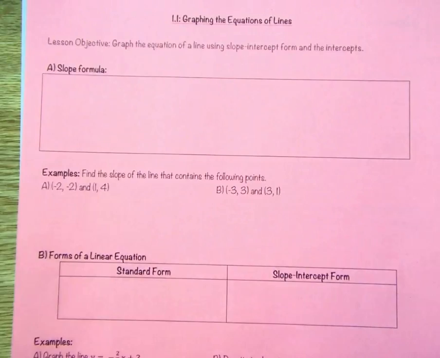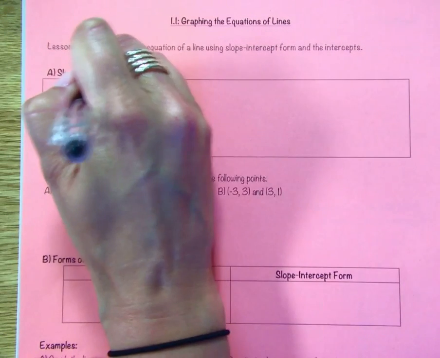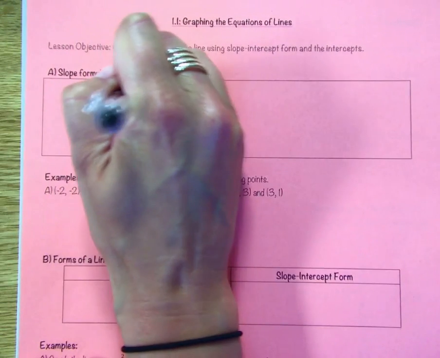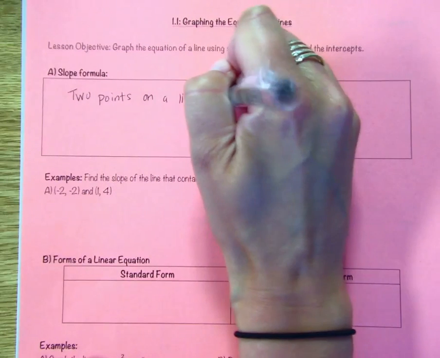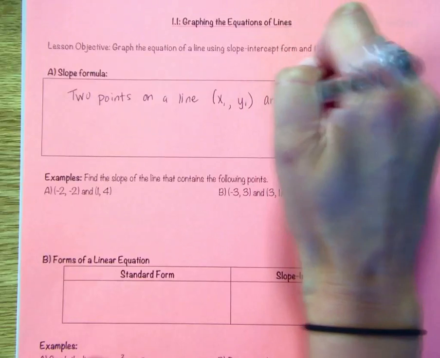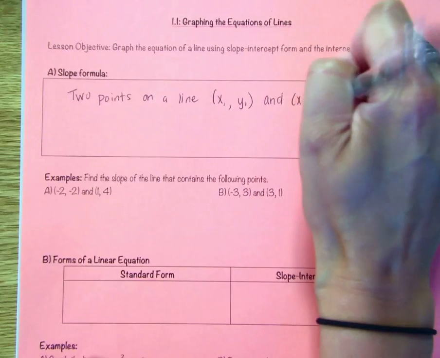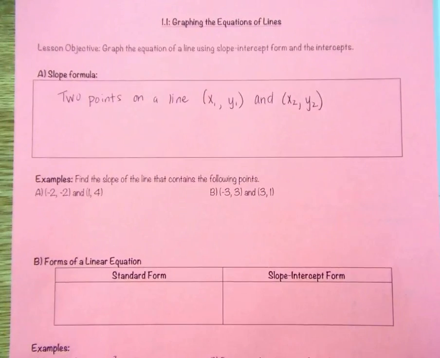So, if we have 2 points on some line, let's call those 2 points x1, y1, and x2, y2. So we have 2 points on a line, x1, y1, x2, y2.